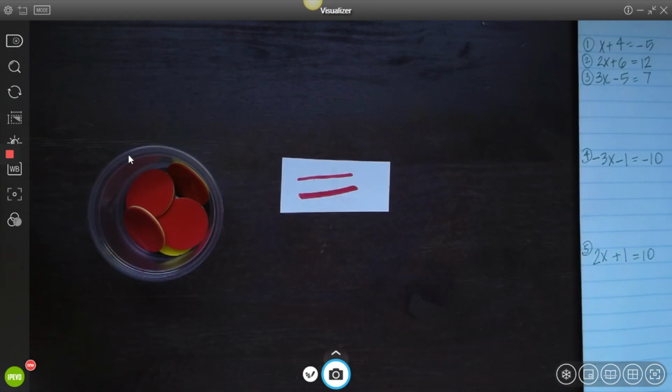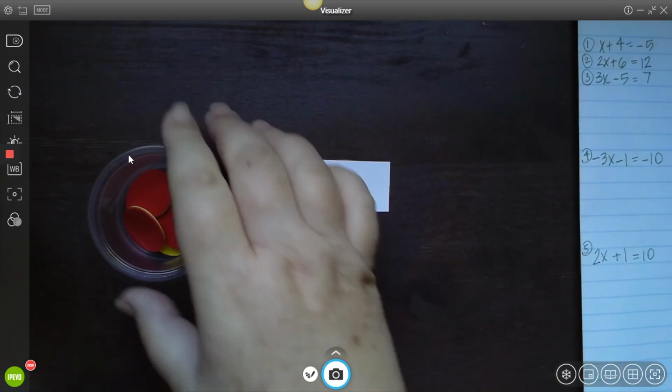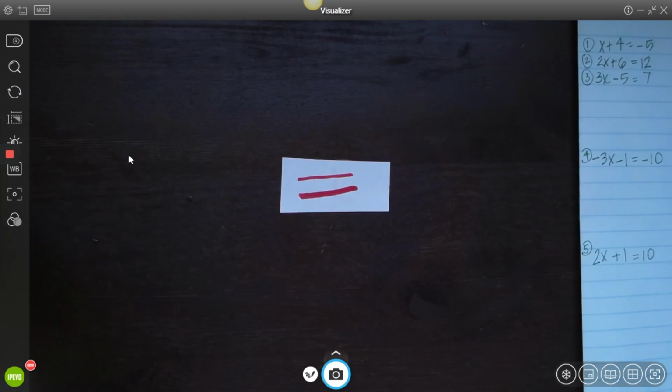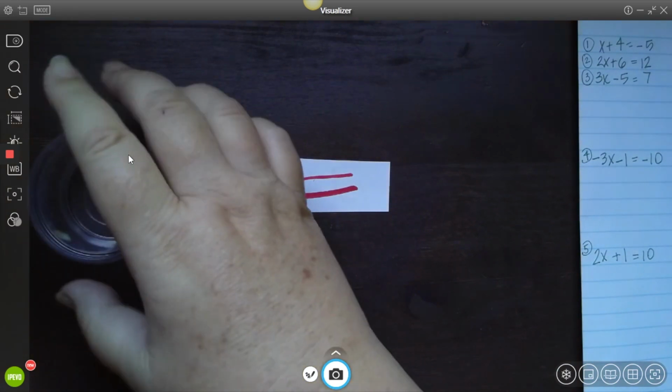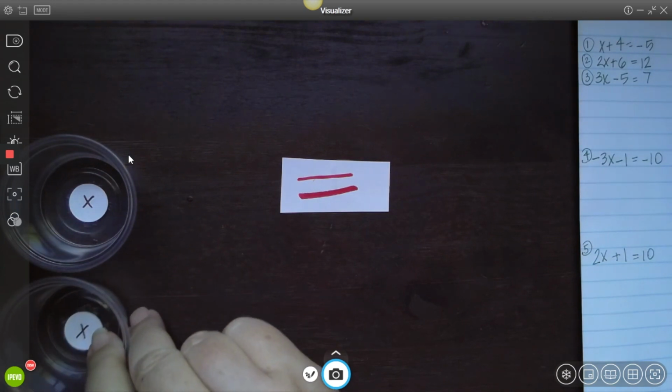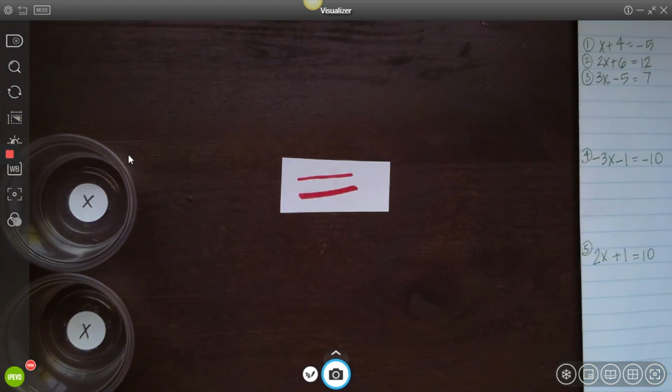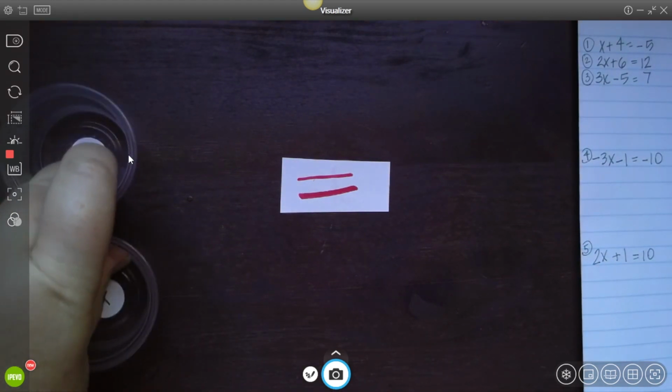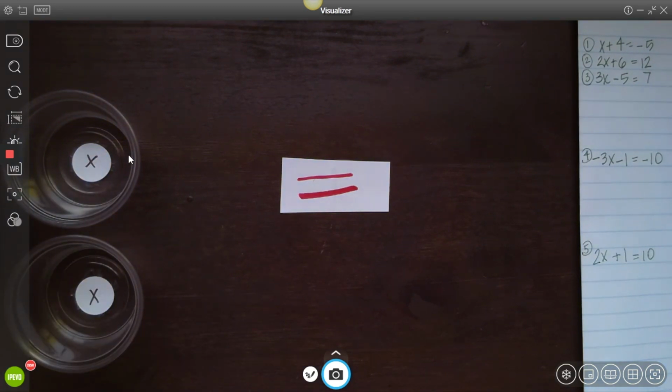It's your choice. All right, so let's look at the next equation. You can see to the right, the second equation is going to be 2x plus 6 is equal to 12. So for this time, I need 2 cups. And sometimes teachers will ask, do I place them inside of each other? But we really want those to be separate so we can identify them here shortly.